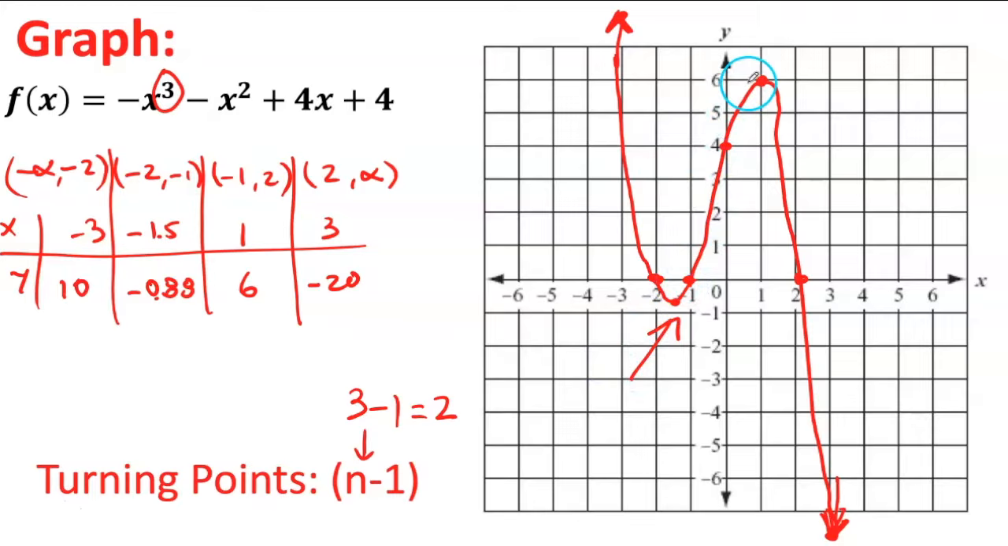Then it goes up, up, up, and then goes down. So here's another turning point. So turning points is n minus 1 at most. This is the maximum turning points that I can have. And according to my graph, I have 2. So this is something that you can use to double check your graphs.